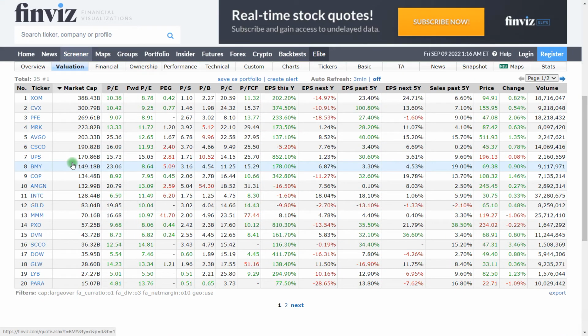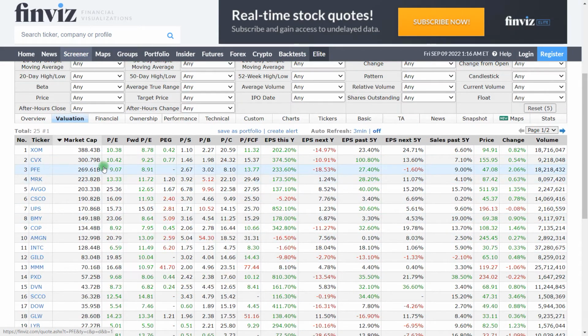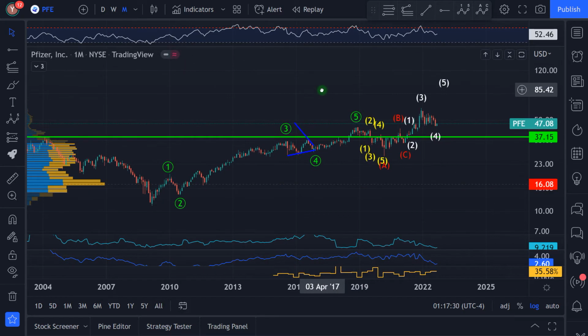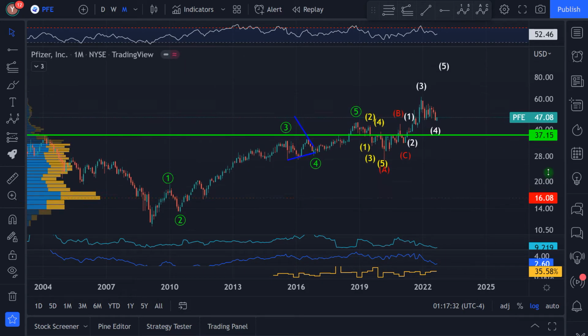If we look at the valuation, Pfizer's P/E ratio is less than 10, so it's okay. Everything less than 15 is fine for the S&P 500, and for now we can say that it's cheap. The P/S ratio, price to sales, is also less than 3, it's fine. Let's have a look at a chart of Pfizer. I will use Elliott wave analysis.